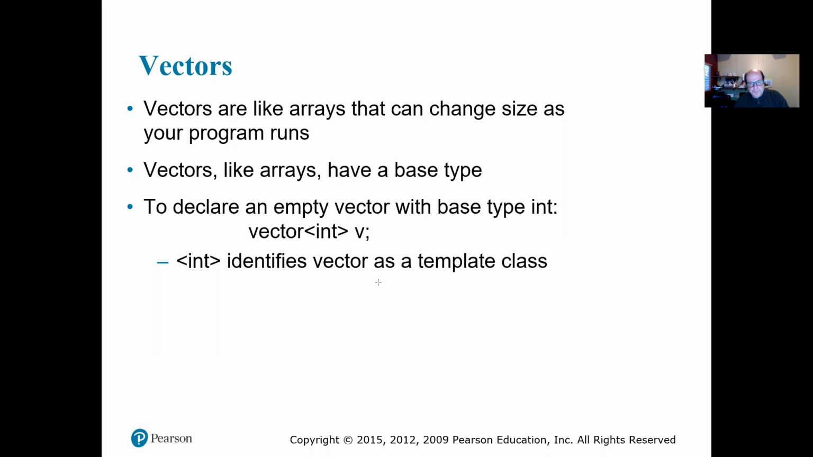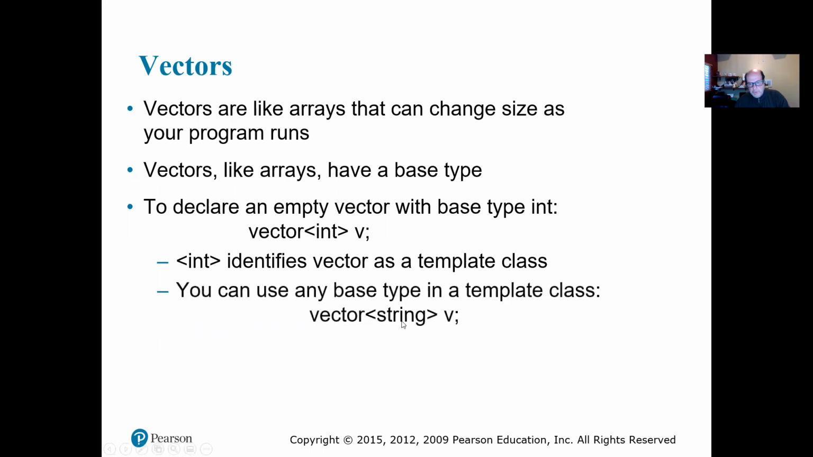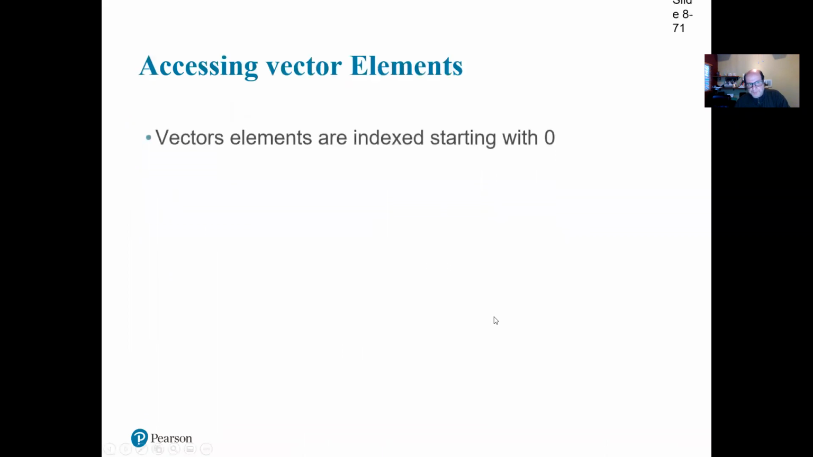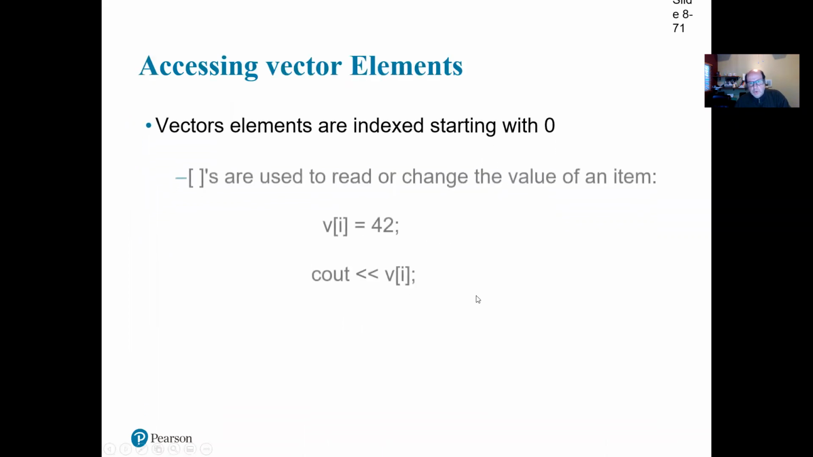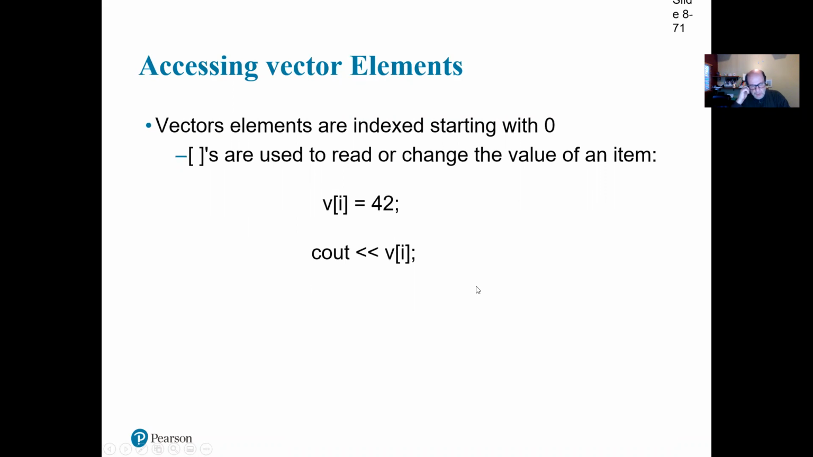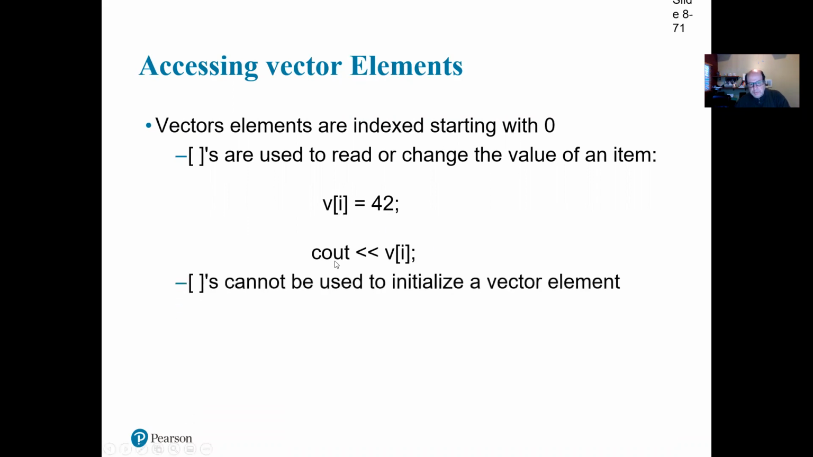We can put a string in there if we are doing a string, character, double, or some other ones. So just like array, we're starting with 0. So the first one is going to be 0. And we're going to be addressing them with brackets, just like we were doing with arrays. So we can display them by using a square bracket.